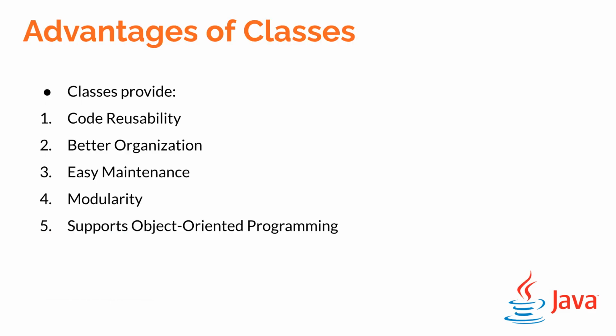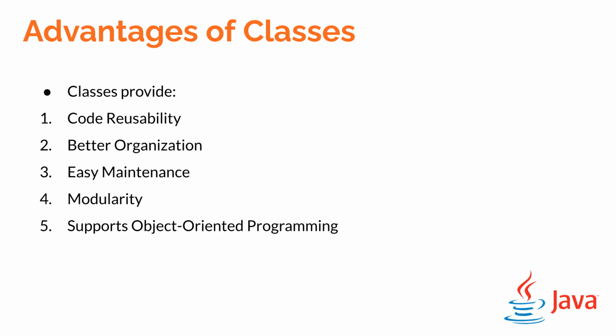Advantages of Java classes. 1. Code reusability. A class is created only once, but we can create many objects from it. This means we don't need to write the same code again and again. Real-life example: think of a cake mold. You buy one mold, but you can bake hundreds of cakes using it. Class equals cake mold. Objects equals cakes.